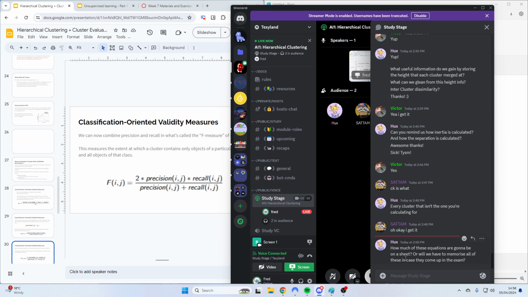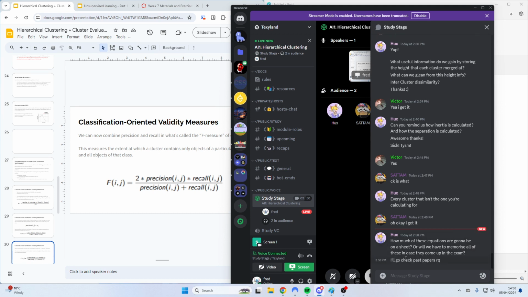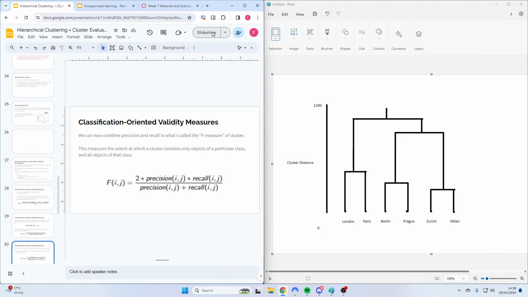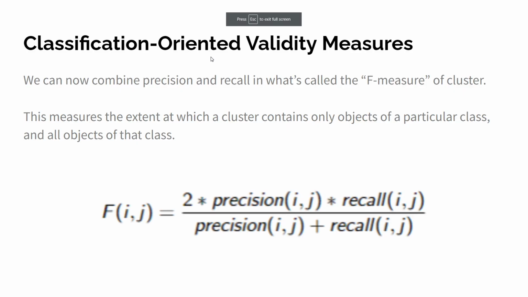I think we've been told all of them are going to be on the exam sheet. I don't think there's anything we need to remember. Which is quite nice compared to like GCSE.